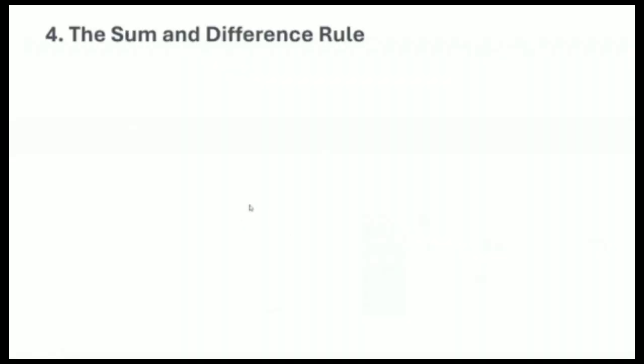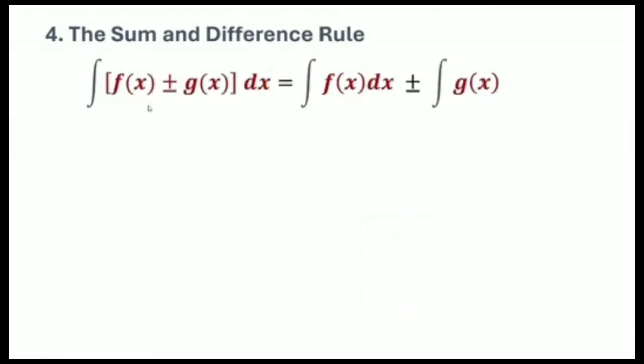Hi everyone, my name is Alexandra Hamander, and today I'm going to give an example for rule number 4 of antiderivatives, the sum and difference rule. Now let's talk about the sum and difference rule in integration. This rule applies when the given terms involve addition or subtraction. According to this rule, if we have two functions, f of x and g of x, the integral of their sum or difference is equal to the separate integrals of each function followed by the given operation.